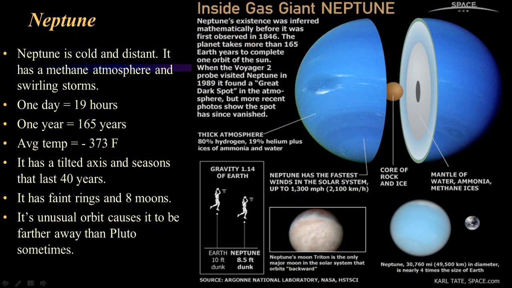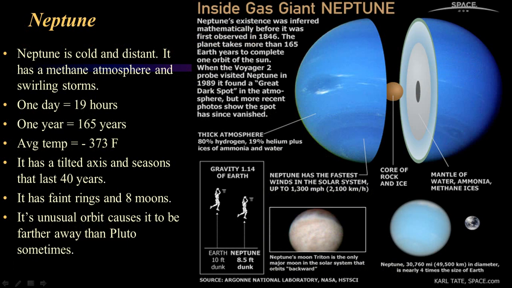All right, moving on to Neptune. It's cold and distant, very far away. It's also a methane atmosphere with some swirling storms. It's very, very blue. It's actually very pretty. It's 19 hours for one day and 165 years to go around the sun, with an average temperature of negative 373. It says it's a tilted axis and therefore has seasons like the Earth, but those seasons last 40 years. It has faint rings around it and 8 moons.